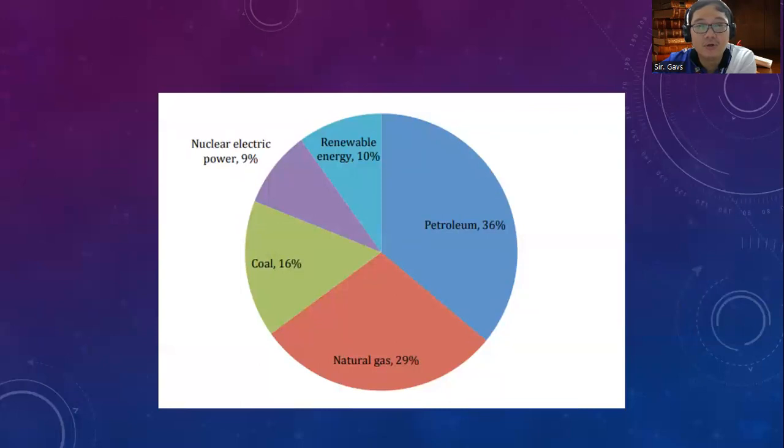Here is the distribution of resources around the world. The use of petroleum is about 36%, natural gas is about 29%, coal is about 16%, and renewable energy is only 10%. And we have nuclear electric power that comes from nuclear power plants. That's only 9% because developed countries are the ones who are using nuclear electric power.